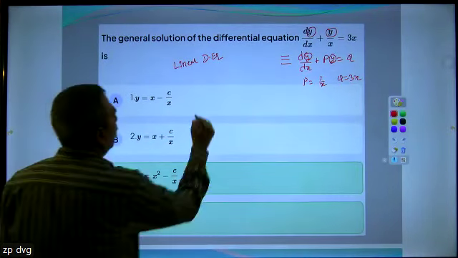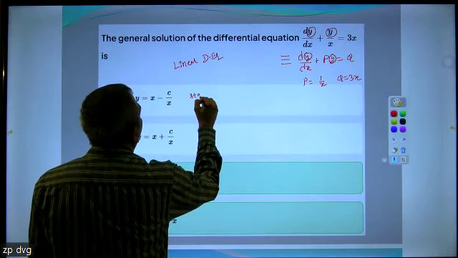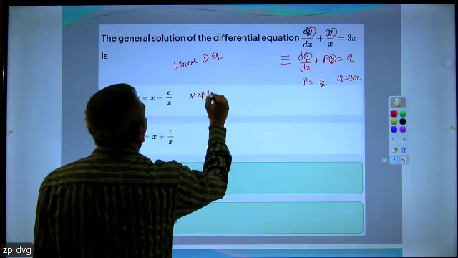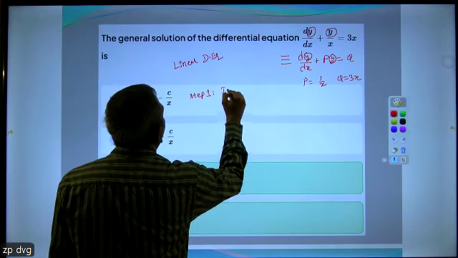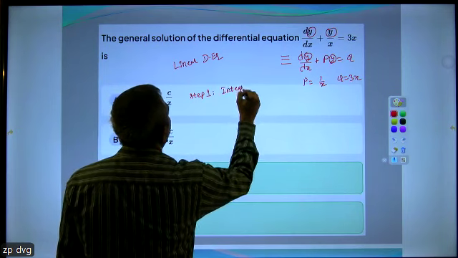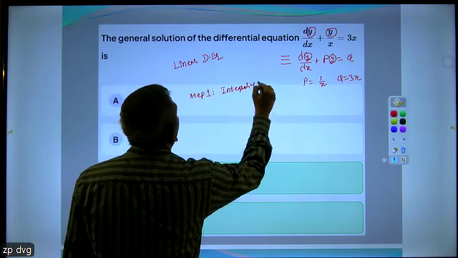If this type of format is there, then there are two steps. The first step, step 1, is always to find the integrating factor.